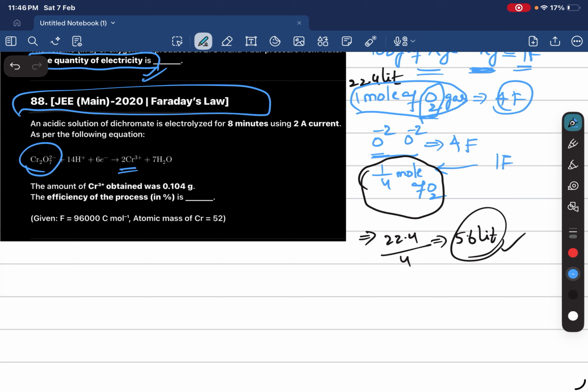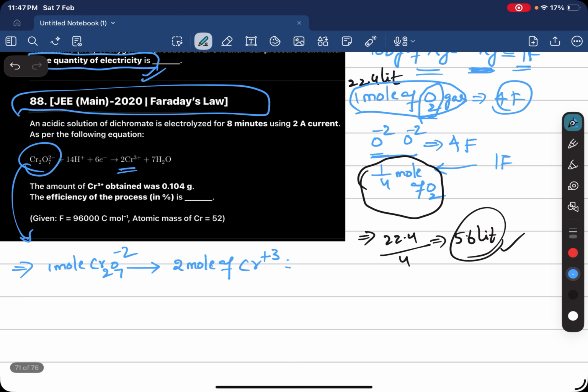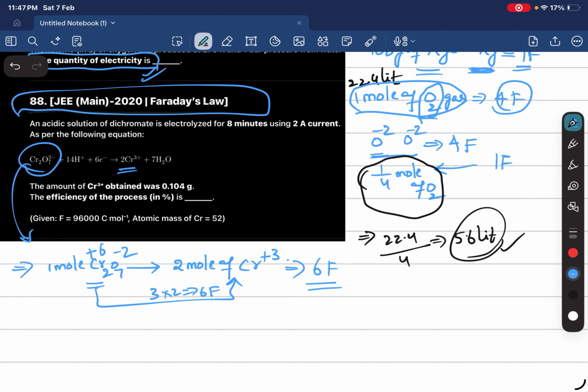So what will the current efficiency be? See from the equation, to deposit 2 mole of Cr plus 3 from 1 mole of Cr2O7 minus 2 converted into Cr plus 3, the oxidation state of Cr goes from +6 to +3. So the difference is what? Each has a difference of 3, but how many chromiums are there? 2 are there. So together how many Faradays are required? 6 Faradays. So 6 Faradays are required for this process.